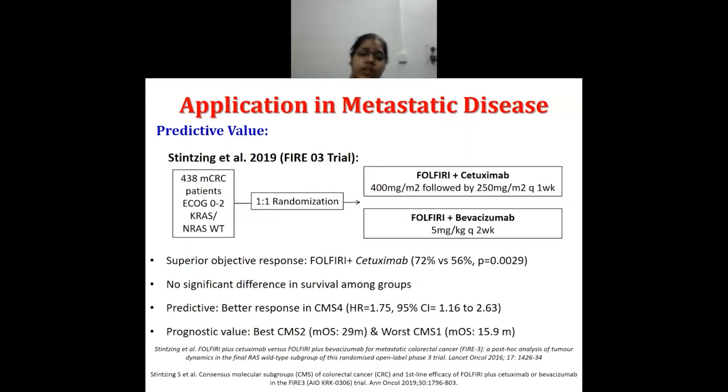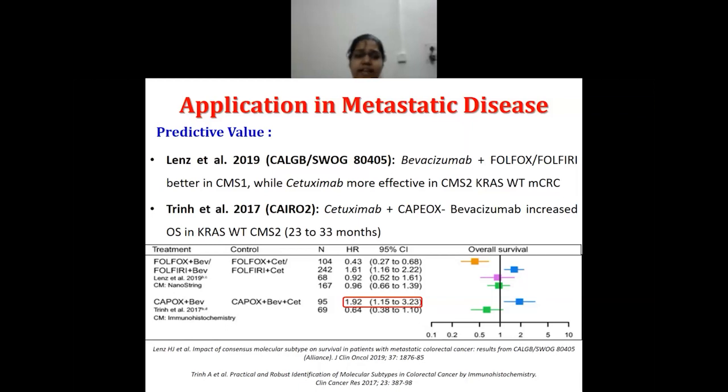However, there was no significant difference in overall survival among the groups. They suggested the CMS to be both prognostic as well as predictive. Predictive in terms of better response in CMS4, prognostic in terms of best survival for CMS2 and worst survival for CMS1.